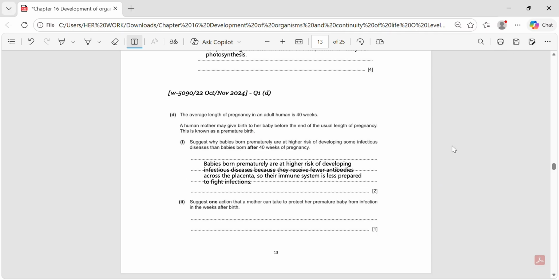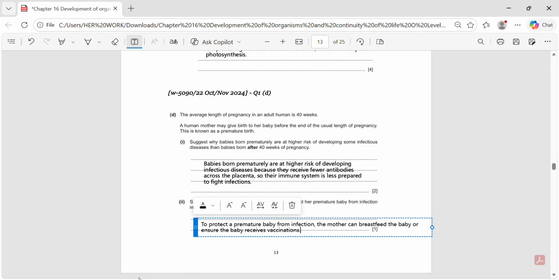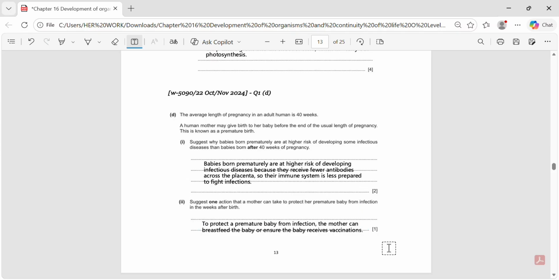Part 2 says, suggest one action that a mother can take to protect her premature baby from infection in the weeks after birth. And the answer is, to protect a premature baby from infection, the mother can breastfeed the baby or ensure the baby receives vaccinations. This means that breastfeeding provides antibodies from the mother, which help protect the baby, and vaccinations help the baby develop its own immunity against specific diseases, reducing the risk of infections.